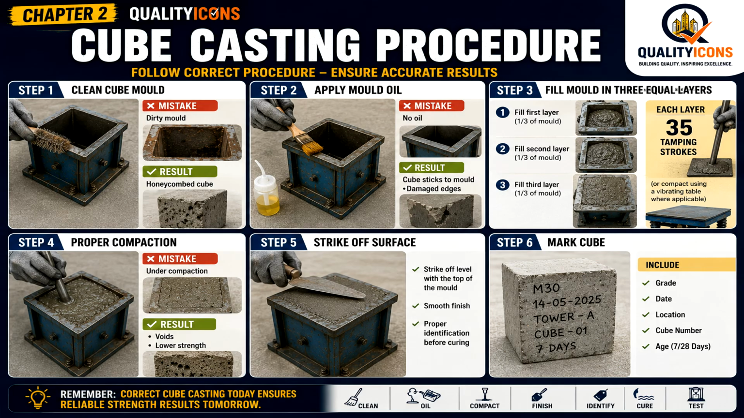Friends, this is a very important casting procedure. The number of layers and the number of tamping blows are very important. Step one, clean the cube mold. Step two, apply mold oil. Step three, fill the mold in three equal layers: first layer, one third of the mold; second layer, one third of the mold; third layer, one third of the mold. Each layer gets 35 tamping strokes, which is very important, or compact using a vibrating table where applicable. Step four, proper compaction.